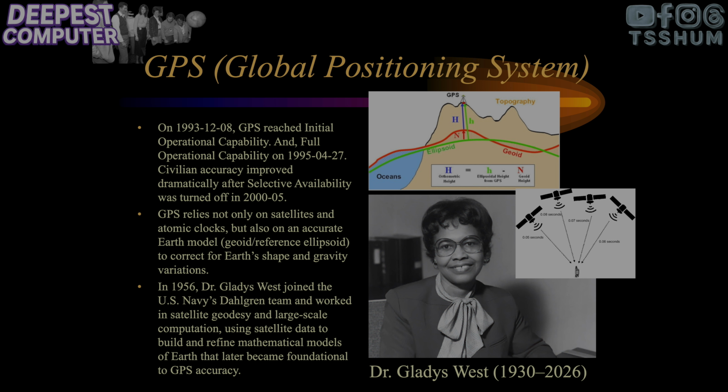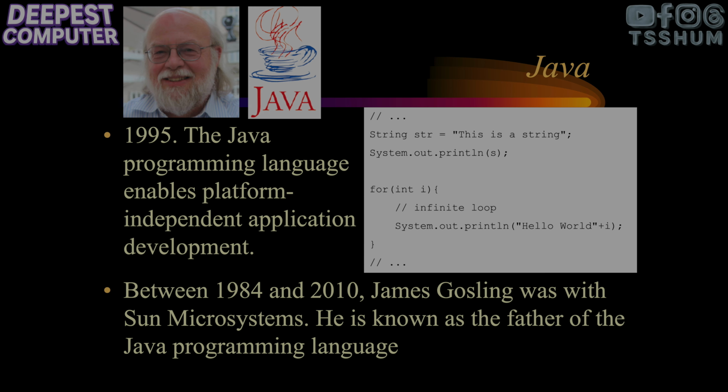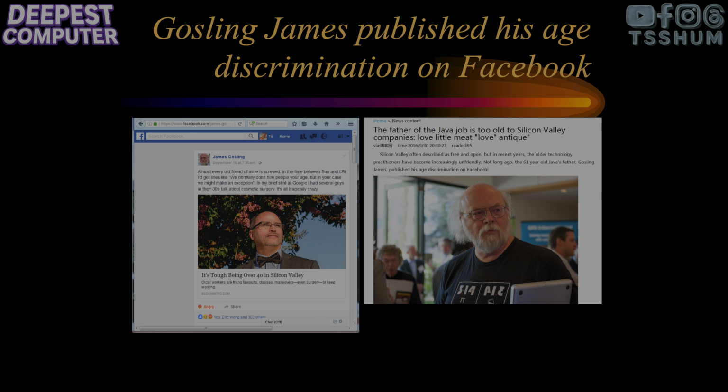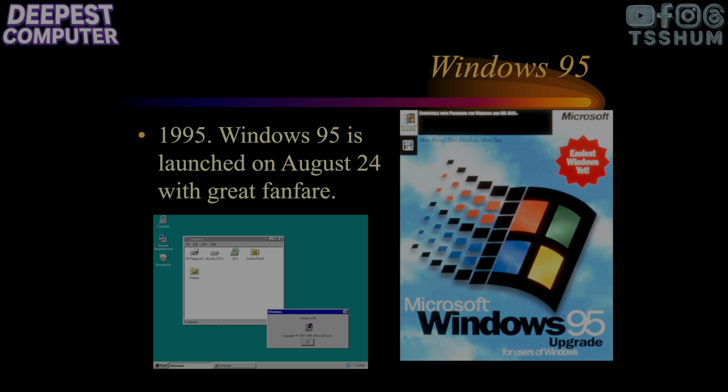GPS, or Global Positioning System, reached initial operational capability in December 1993. Dr. Gladys West's mathematical models of the Earth were foundational to GPS accuracy. In 1995, the Java programming language was created, enabling platform-independent application development. This slide references a 2017 social media post by James Gosling, the father of Java, where he discusses experiencing age discrimination while job searching. Windows 95 was launched on August 24, 1995, with significant public fanfare, introducing key user interface elements still familiar today.